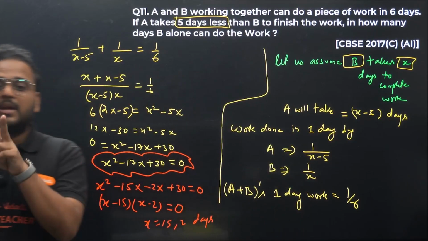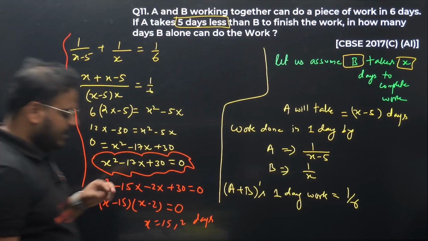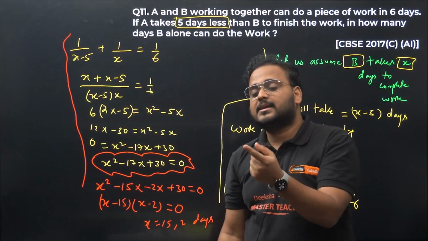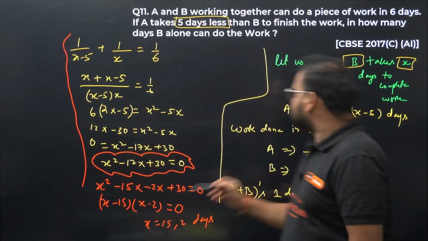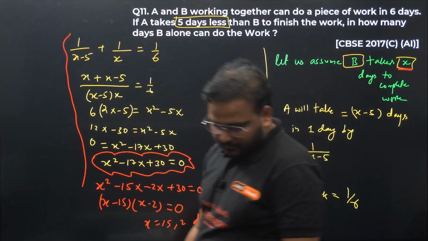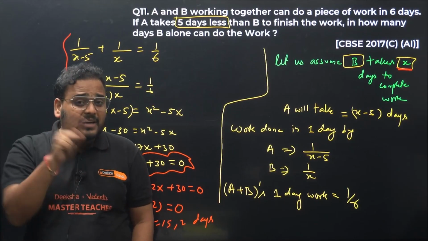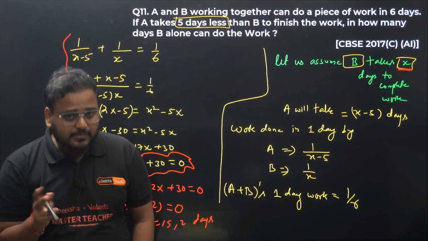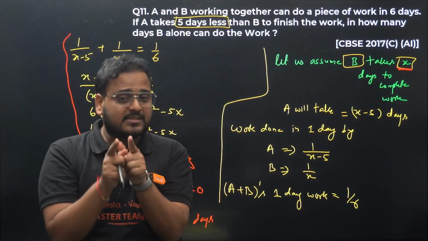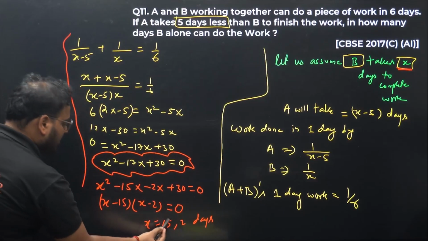Now think about it. If A and B together finish a work in 6 days, what does x represent? Number of days taken by B to complete the work. If A and B finish the work in 6 days, can B complete the entire work in 2 days? Is it possible? Not at all. If A and B work together to finish the work in 6 days, B itself cannot finish the work in 2 days. Of course, it means my answer has to be 15.